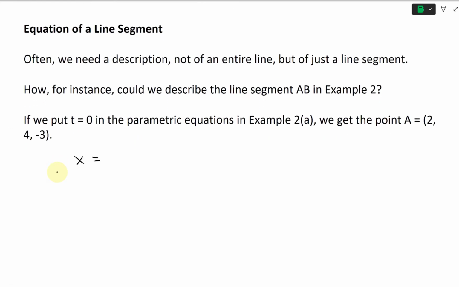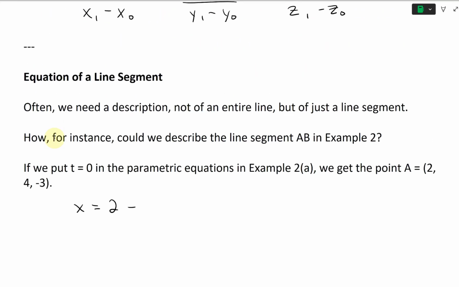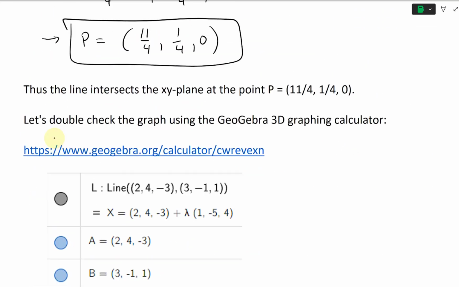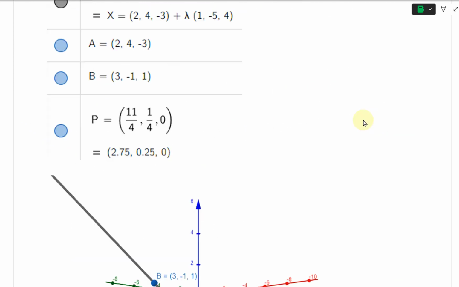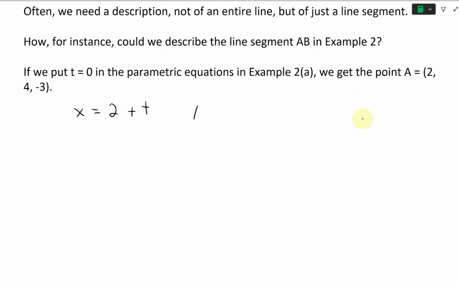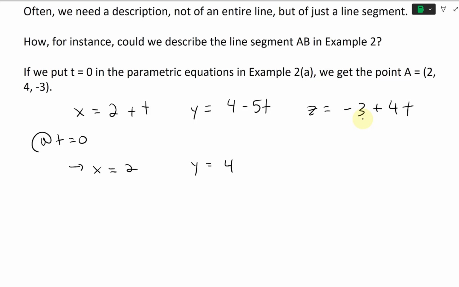Again, this is just x equals 2 plus t, so going back here, this is 2 plus t, then y is equal to 4 minus 5t, and z is equal to negative 3 plus 4t. Like that. Then when you plug in 0, I'll just write this here for completeness. At t equals 0, everything vanishes. We're just going to be left with x equals 2, y is equal to 4, and z is equal to negative 3. Which, again, this point right here is just our A. A is 2, 4, negative 3.